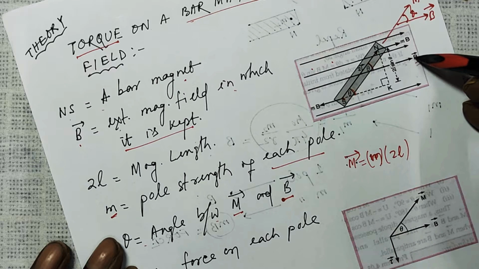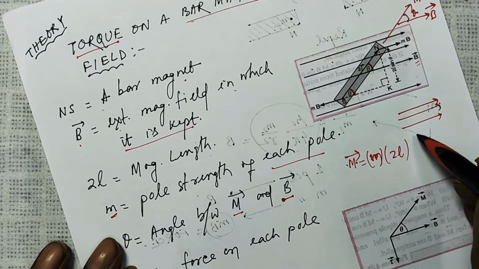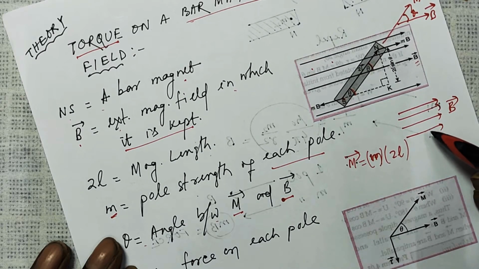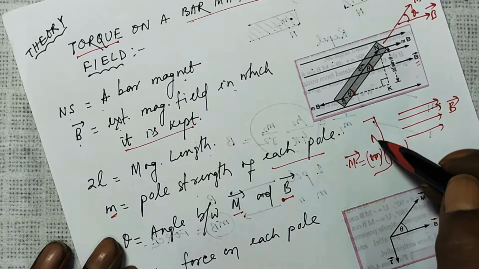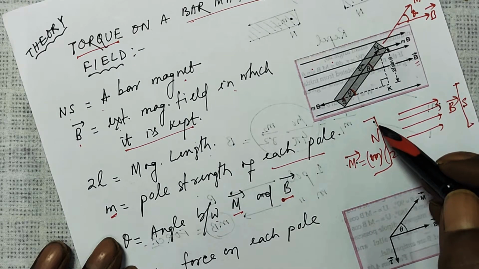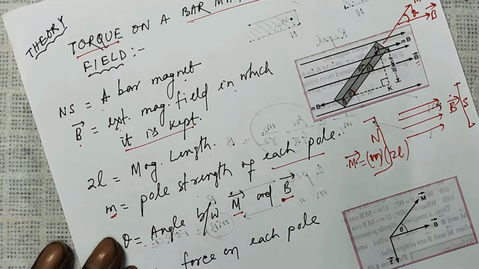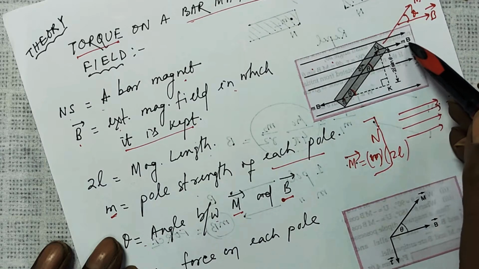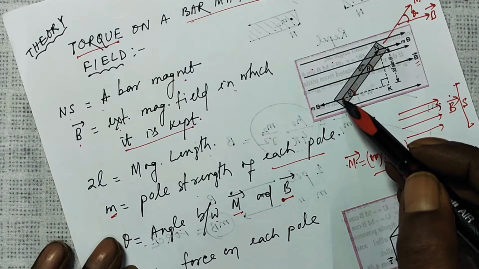This external magnetic field B, which is to this side, must be due to some other magnet whose north pole is to this side and the south pole is to this side. Therefore, the lines between the north pole and the south pole are towards the right. That is the uniform magnetic field. Why will this north pole experience a force to this side equal to mB? Why will this south pole experience a force to this side mB?